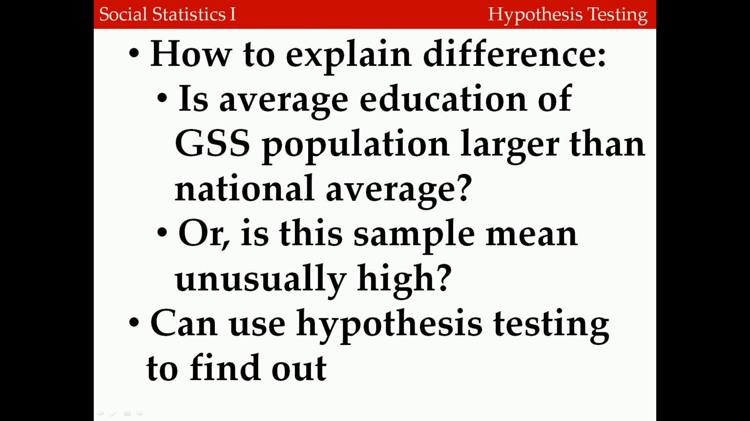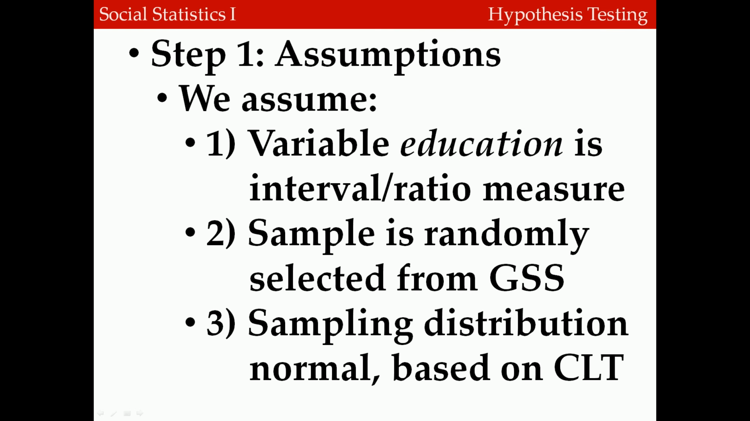So how do we explain the difference between the sample mean education for the GSS respondents and what we got from the census indicating the entire U.S. adult population's education? Is it really possible that the GSS population is more educated than the national average? Or is this sample mean just unusually high? Well, we don't know a priori, and so we have to use hypothesis testing to figure it out. And so we have to use the steps in hypothesis testing.